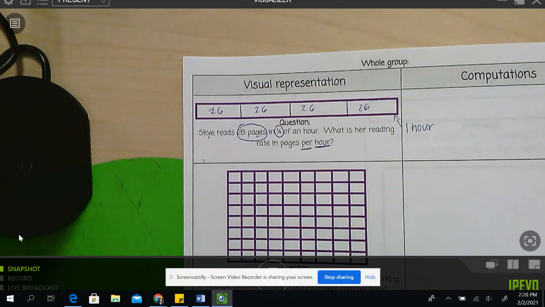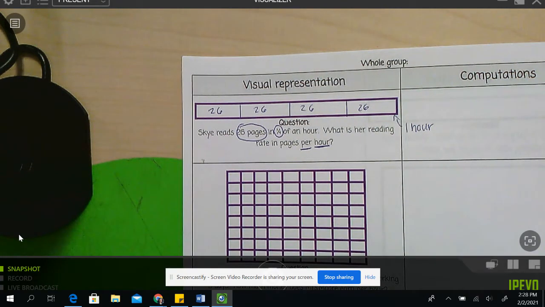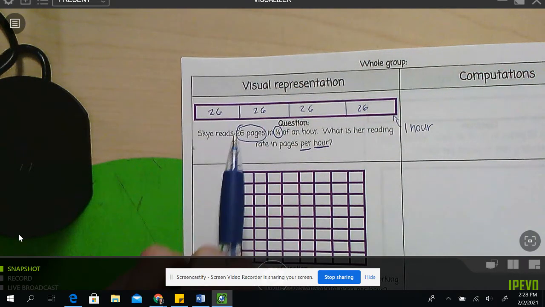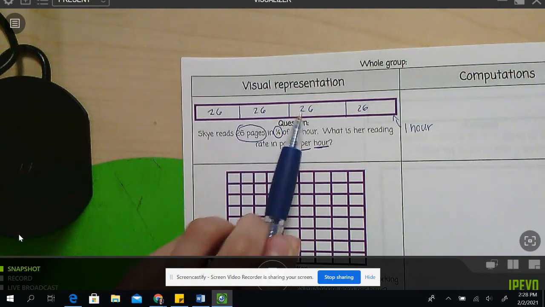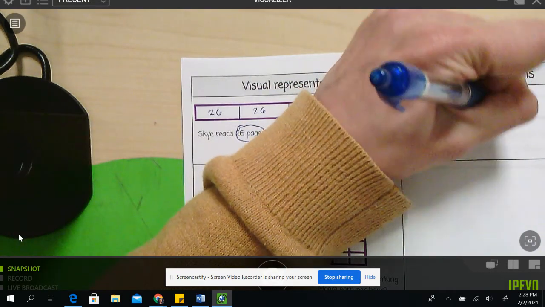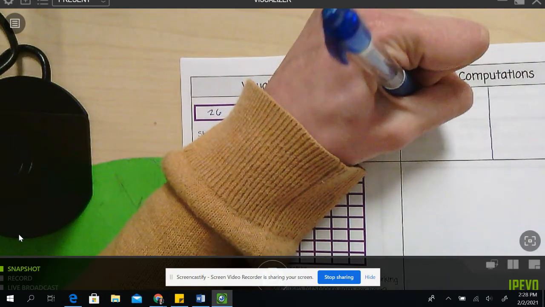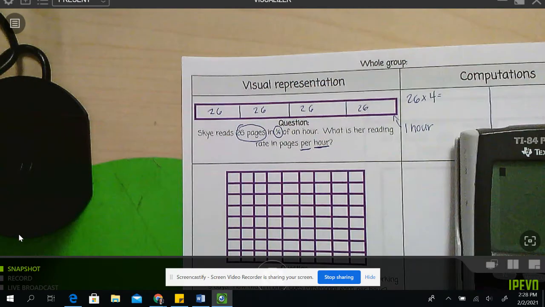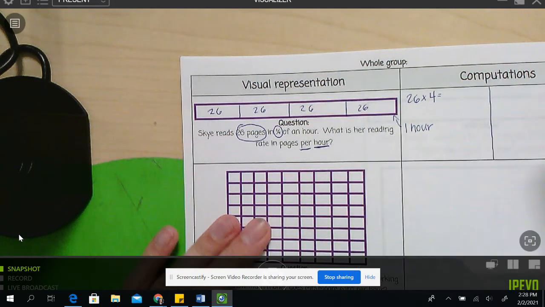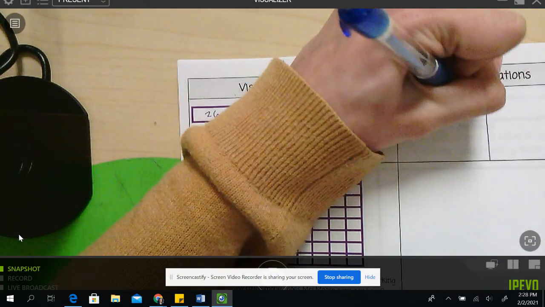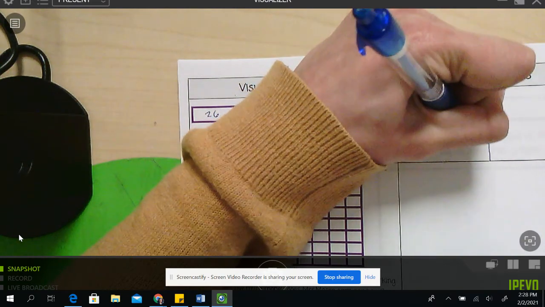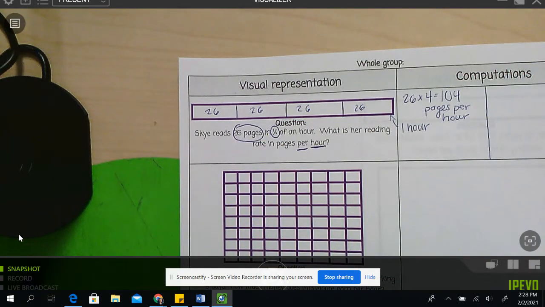Okay, so therefore, in order a way to figure out what is her reading rate in pages per hour, we can do 26 times 4, because 26 is each 1/4, we want 4/4. So one way I want us to show it is 26 times 4, which equals 104 pages per hour. So we can put 104 pages per hour. Okay, let's highlight that answer.